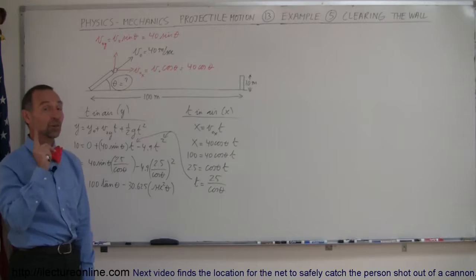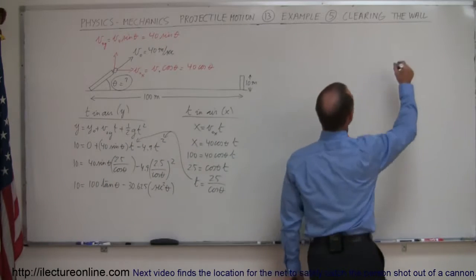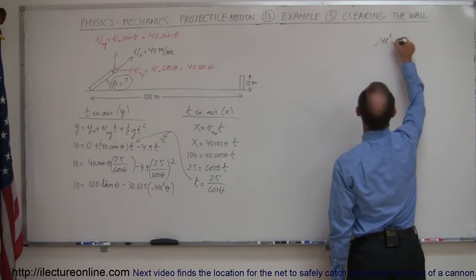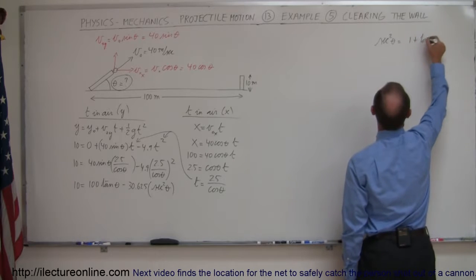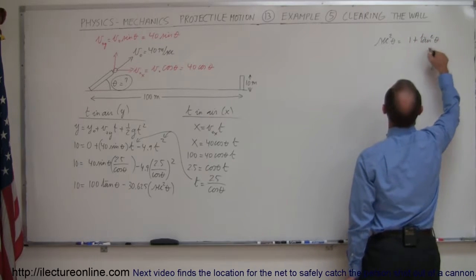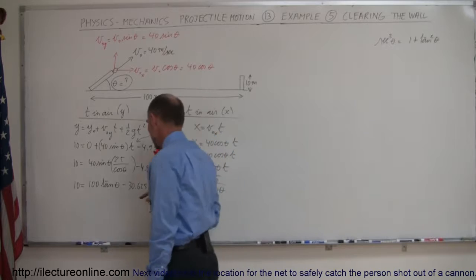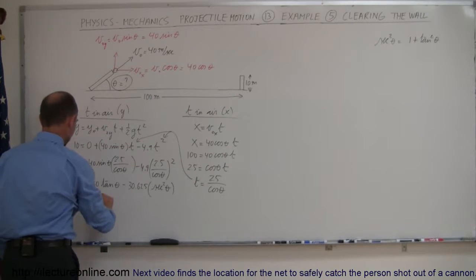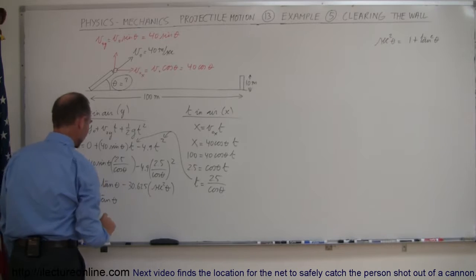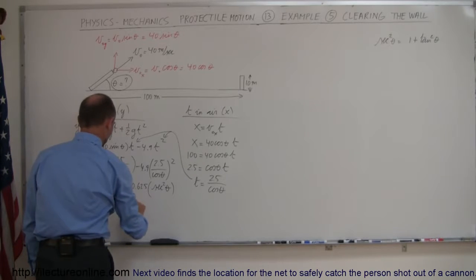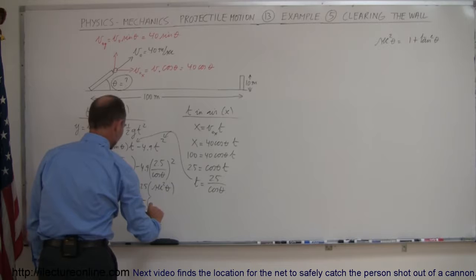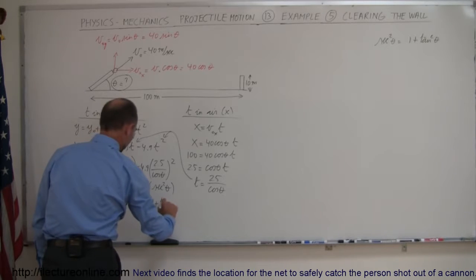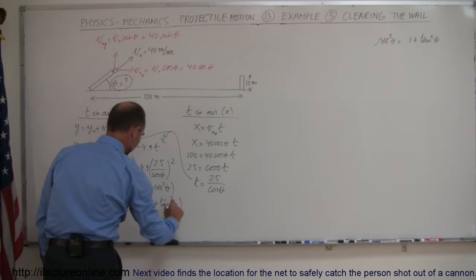But then I remember there's another identity. Let's write it down over here. The secant square of theta is equal to 1 plus the tangent square of theta. We can replace this by that and plug it in here. So this becomes 10 equals 100 times the tangent of theta minus 30.625 times 1 plus the tangent square of theta.